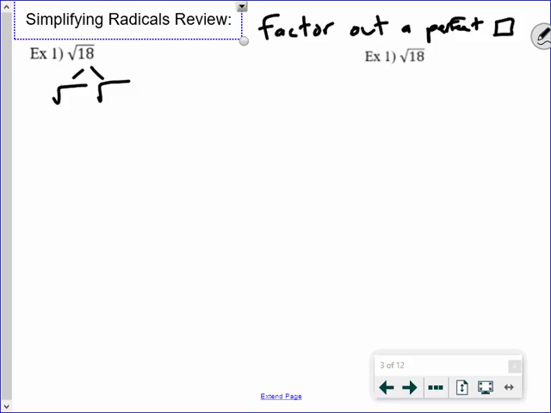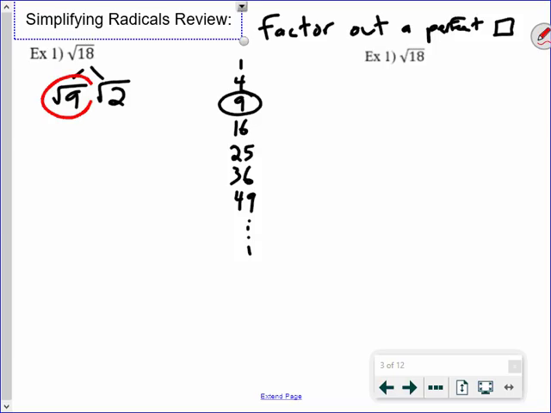If I'm doing the perfect squares, you can put y equals x squared in your calculator, and then go to the table to see what they are. What we're looking for is, does one of these numbers go into 18? And 9 goes into 18 twice. Once we've factored out a perfect square, now you can square root that 9, and our answer is 3 radical 2.